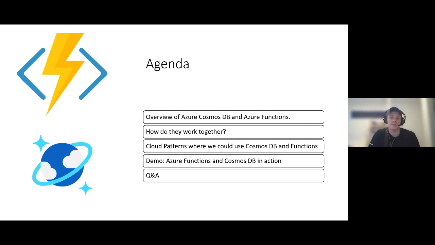Then I'll discuss some cloud patterns that we could potentially use Azure Cosmos DB and Azure Functions for, and how we can actually use those two technologies to implement some of those cloud patterns. And then we'll dive into some C# code, and I'll show you how they fit together: how output and input bindings work, how triggers work, and how dependency injection works, using an actual example. So if you have any questions, just pop them in the chat and at the end I'll answer them then.